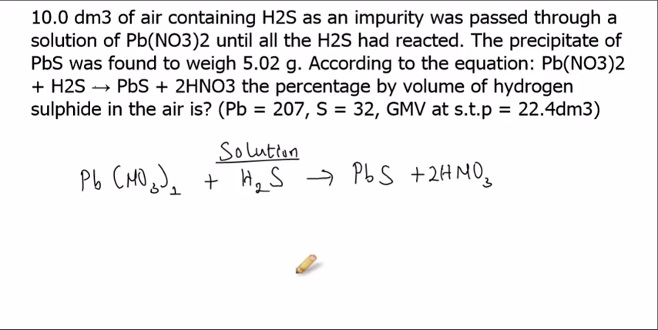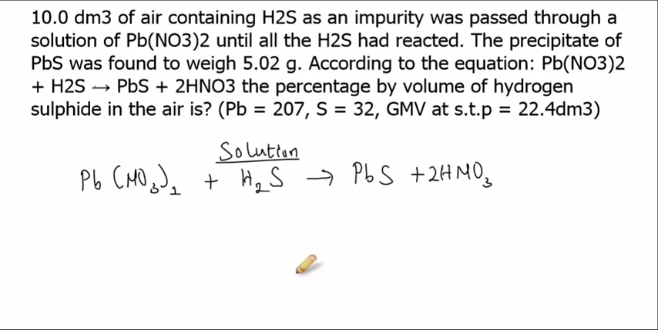sulphide as impurity. So the impurity reacted with lead(II) nitrate and yielded lead sulphide and trioxonitrate(V) acid. The lead sulphide that was formed as a precipitate is weighed to be 5.02 grams. We do not know the exact volume of hydrogen sulphide that reacted, but we are made to know the volume of air containing hydrogen sulphide as impurity.